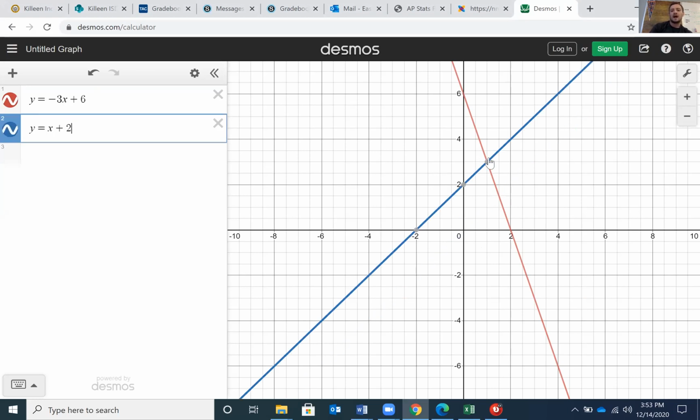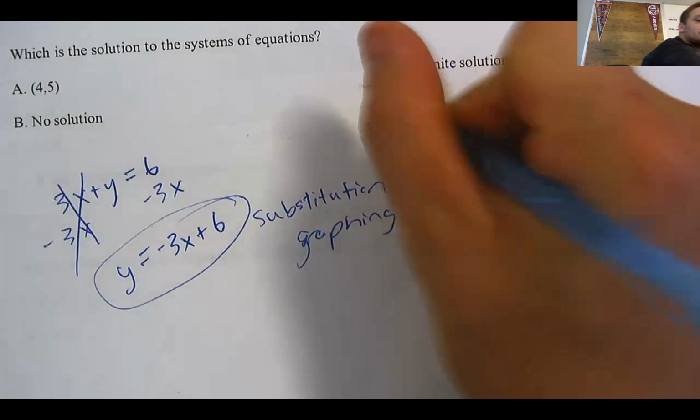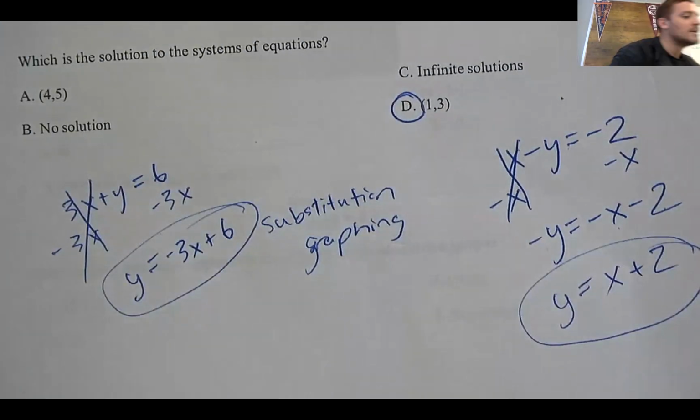All right, and now we're trying to find where they intersect. And if I just look right here, it even shows me the point. So they cross at the point (1, 3), which means that is the solution to this system. And that is answer choice D. So go ahead and circle answer choice D on our paper. Easy enough. All right, moving on.